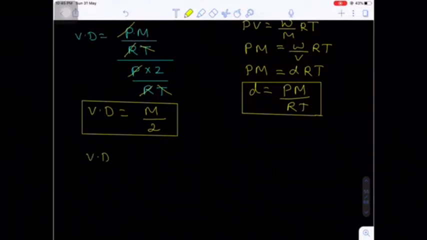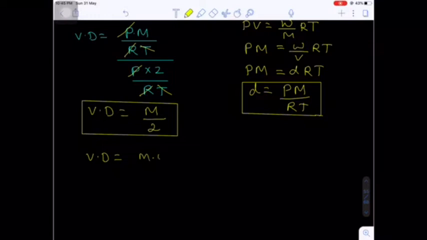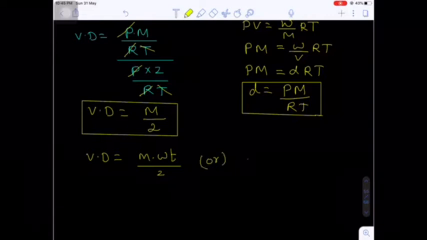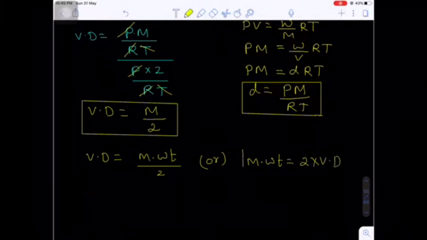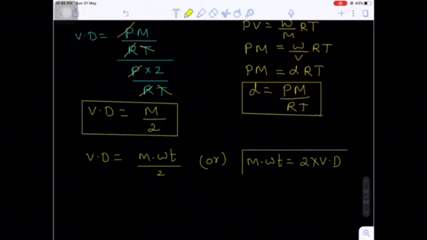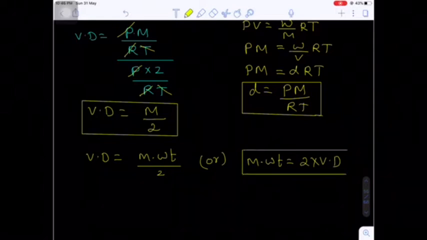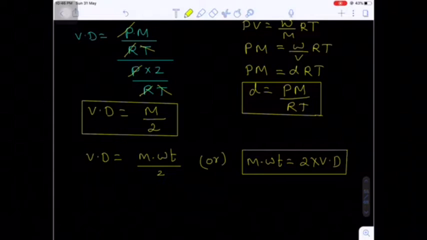Vapor density is equal to molecular weight divided by 2. Or shall I write molecular weight is equal to 2 times the vapor density? Yes, 2 times the vapor density. This is a very useful relation, the vapor density and molecular weight relation.